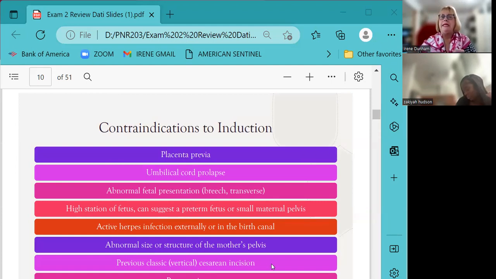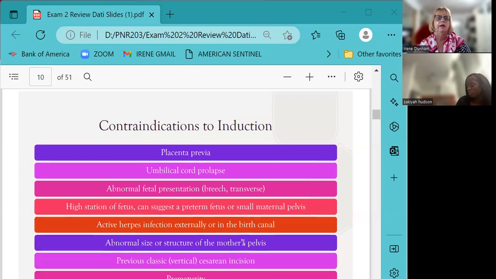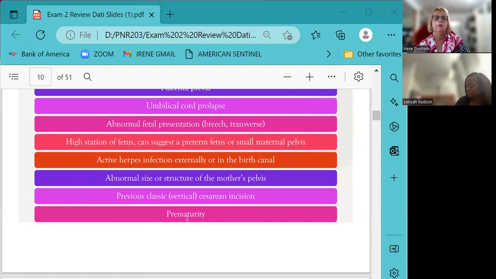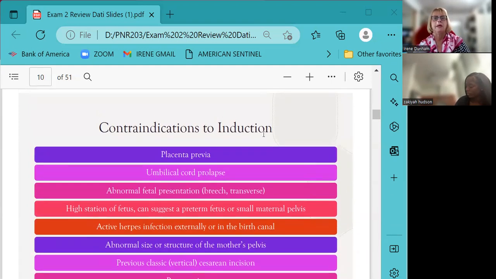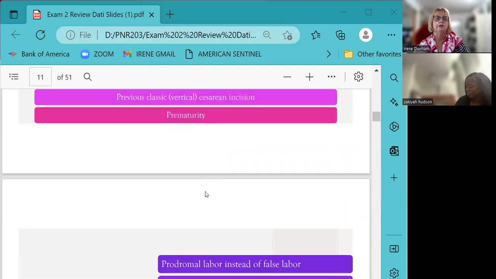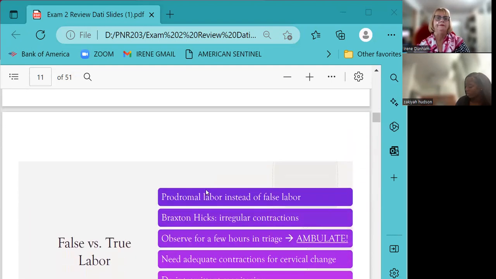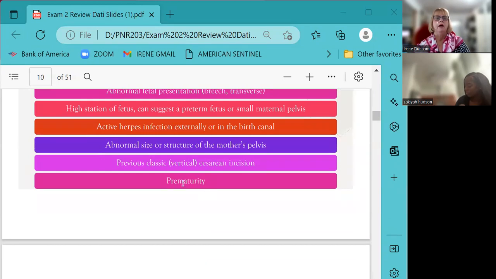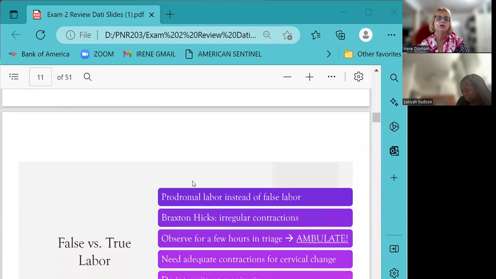Now, if they have a bikini incision on their uterus, you cannot induce them. They can go into labor, but you cannot give Pitocin. You can never induce a previous cesarean. And then, of course, prematurity is not good because the baby can't tolerate that kind of induction. I want to stop that premature labor. I wouldn't want that baby to come out, but I wouldn't do an induction.